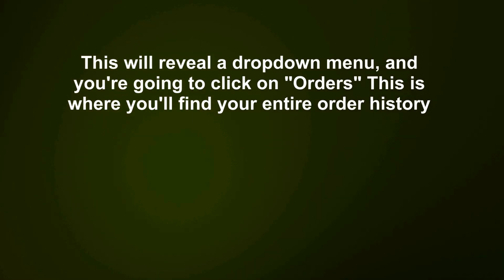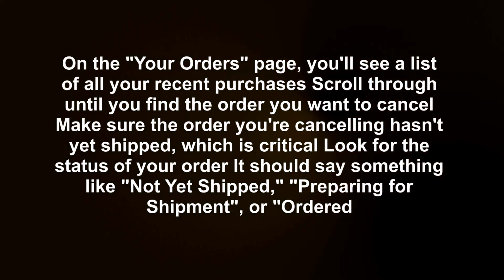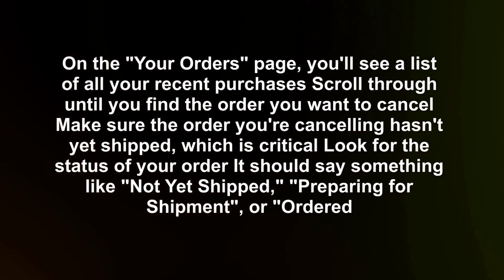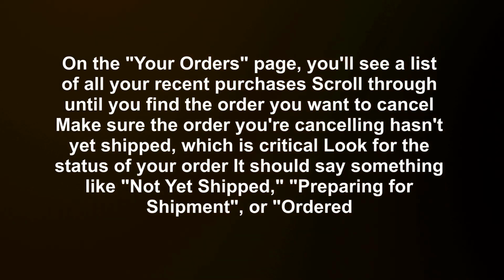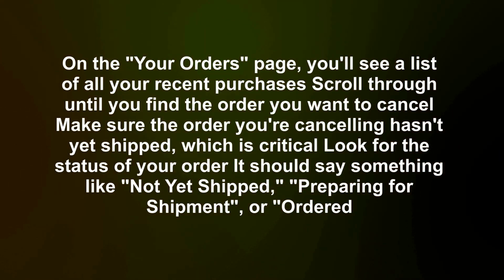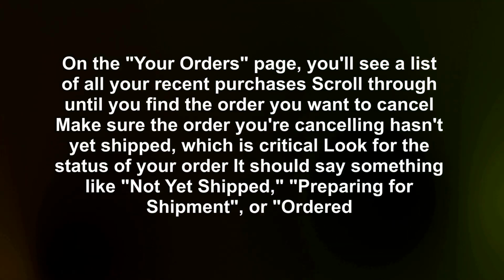This is where you'll find your entire order history. On the Your Orders page, you'll see a list of all your recent purchases. Scroll through until you find the order you want to cancel. Make sure the order you're canceling hasn't yet shipped, which is critical. Look for the status of your order. It should say something like not yet shipped, preparing for shipment, or ordered.